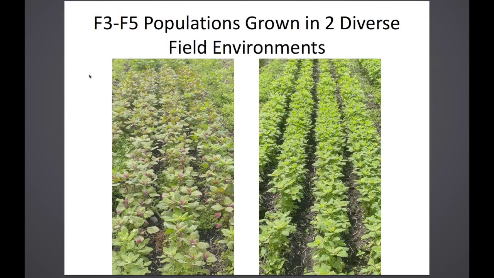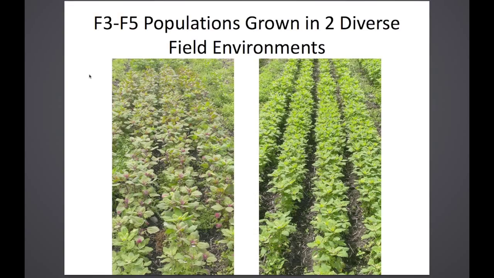First of all, we'll grow out the F2 in the greenhouse, really just to increase the seed in a safe environment, so we don't want to lose any of that precious seed. So we'll increase it in the greenhouse, and then we'll grow the F3 to F5 populations out in the field. And we're doing this in two mega environments of Washington State: the west side of the Cascades, and the east side of the Cascades.